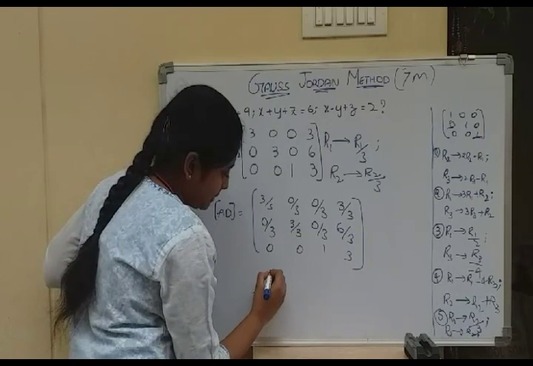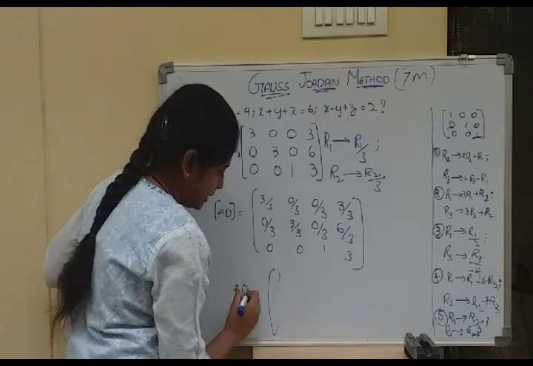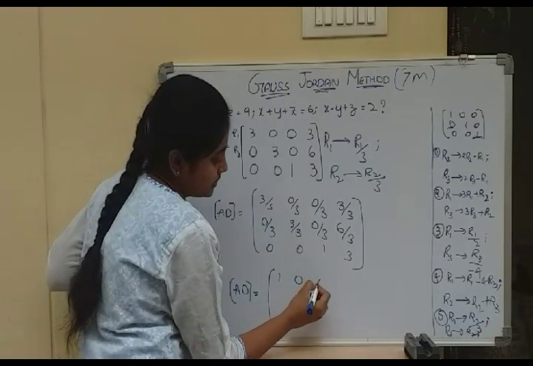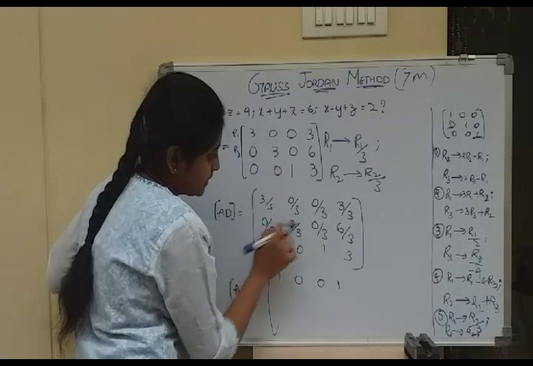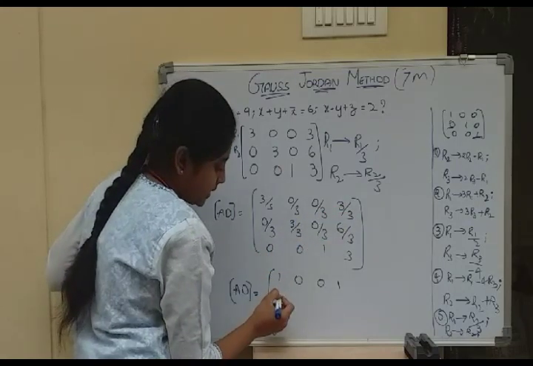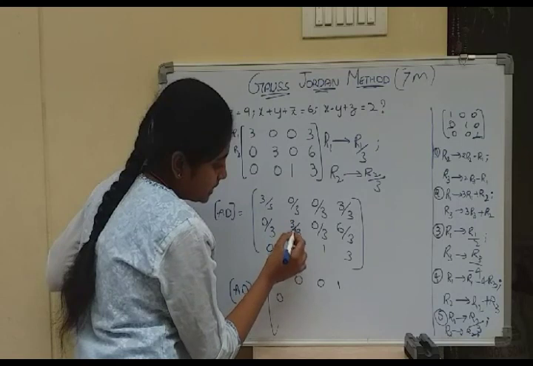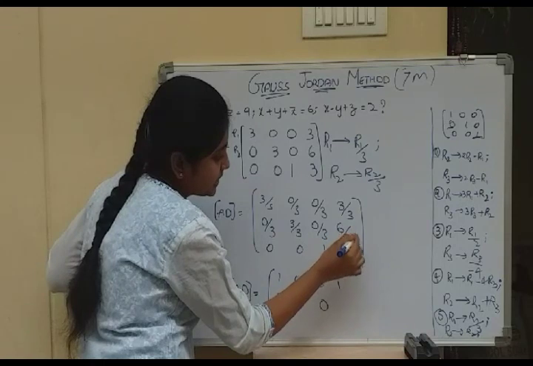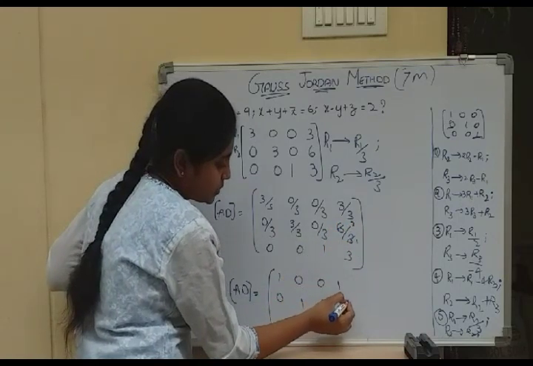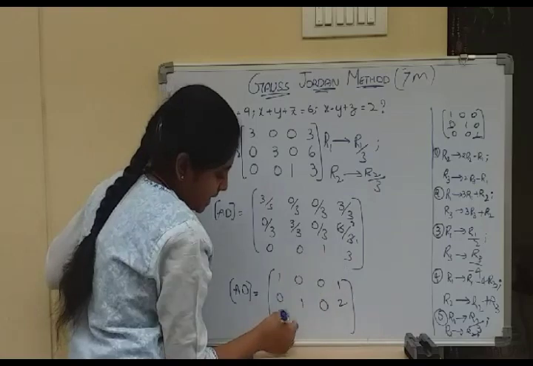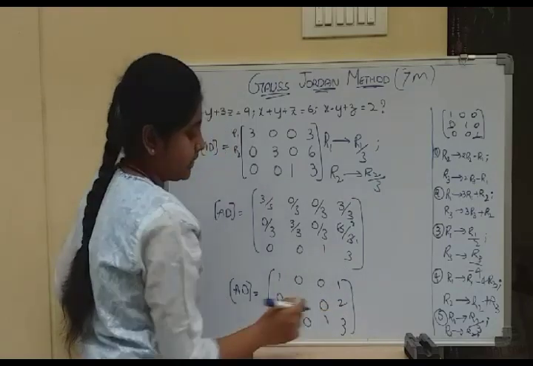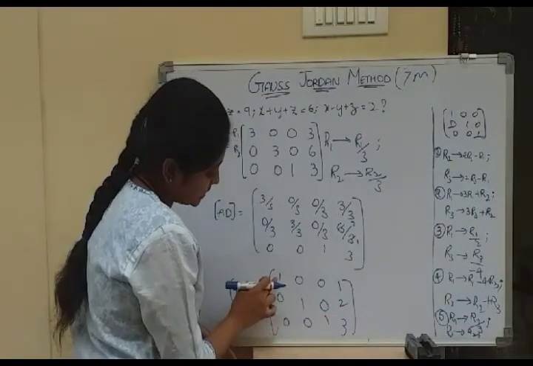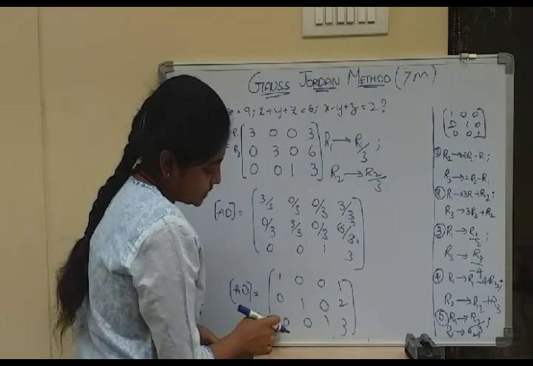Now 3 by 3 becomes 1. AD becomes 1. 0 divided by anything is 0, 0. Here we got 1. 3 by 3 is also 1. 0 divided by anything is 0. 3 divided by 3 is 1. 0 divided by 3 is 0. 6 divided by 3 is 2. So here we got 2. This one as it is: 0, 0, 1, 3. Now we got the identity matrix here. See, 1, 0, 0, 0, 1, 0, 0, 0, 1.